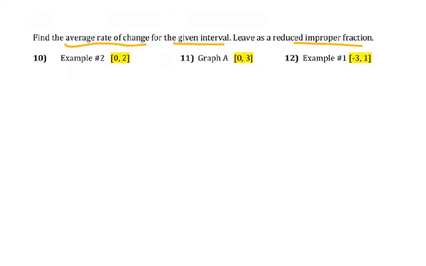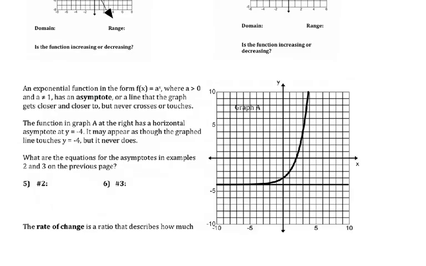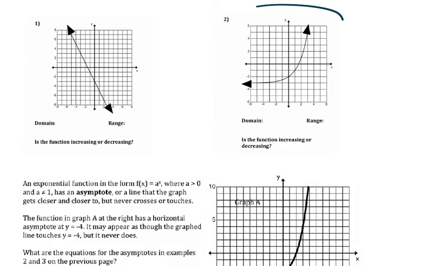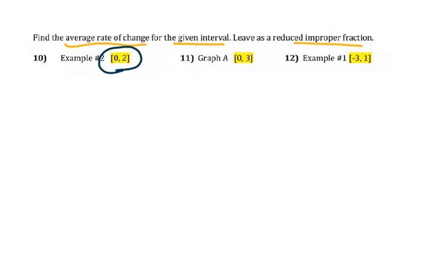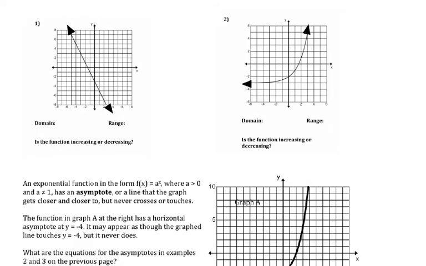So number 10, it says, look at example number 2. The interval we're going to look at is from 0 to 2. So let's go to example number 2 on the previous page. So I put them here. So here's example 2 right there. Okay, so we're going to look at that. And we're going to go on the interval from 0 to 2. So what does that mean?